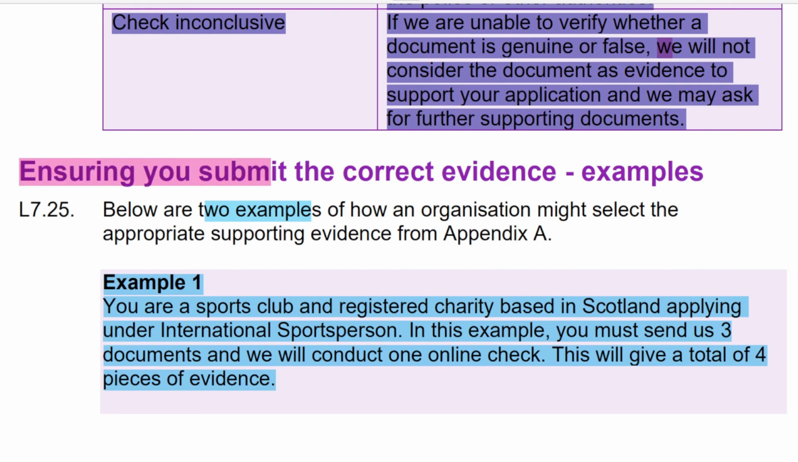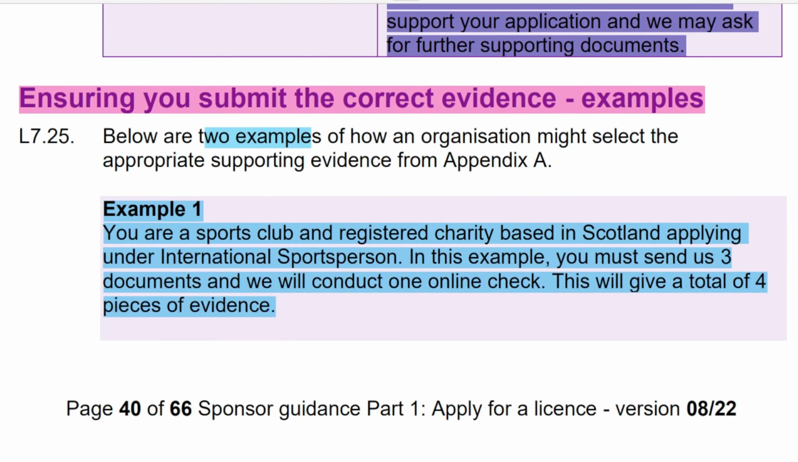Now let's discuss ensuring you submit the correct evidence. These are examples provided by the Home Office guidance, so we can get the idea of how to understand it on a case to case basis. There are 2 examples provided. The first one is, you are a sports club and registered charity based in Scotland, sponsoring an international sportsperson. In this example, you must send us 3 documents and we will conduct 1 online check. This will give you a total of 4 pieces of evidence.